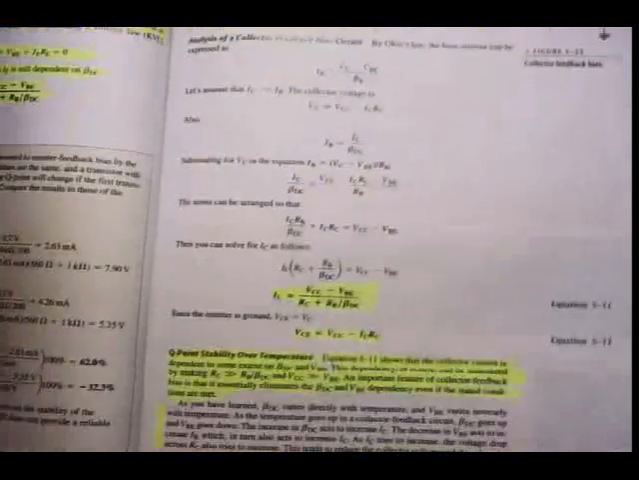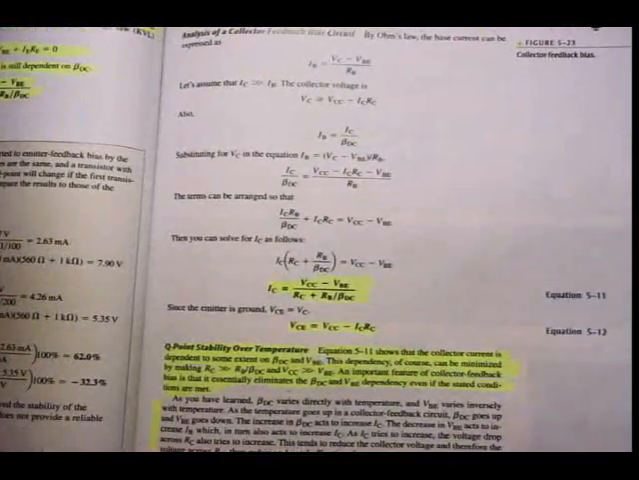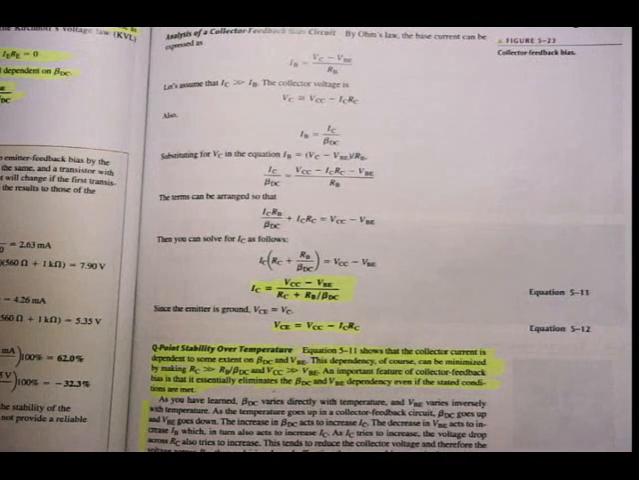Alright, so have a look at equation 5-11. See now that the equation to calculate IC is VCC minus VBE over RC plus RB divided by beta DC. And since the emitter is at ground, again I can say that VCE is equal to VCC minus ICRC. But important, the Q point stability over temperature.